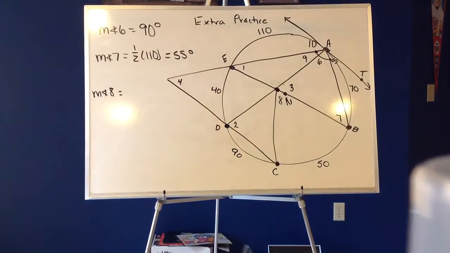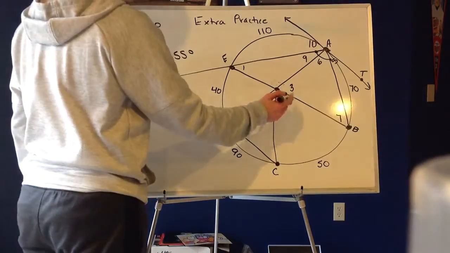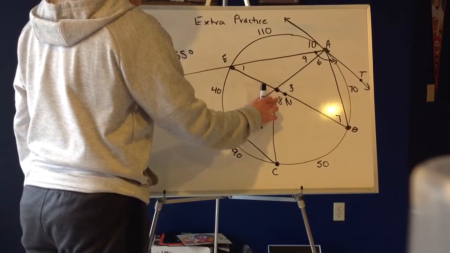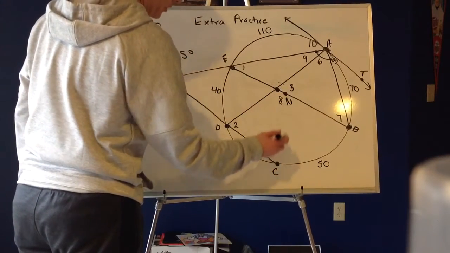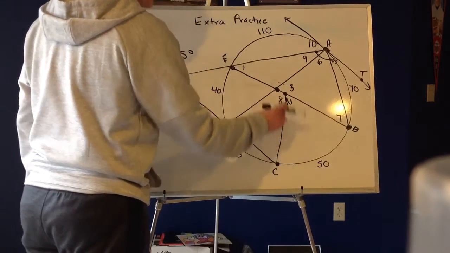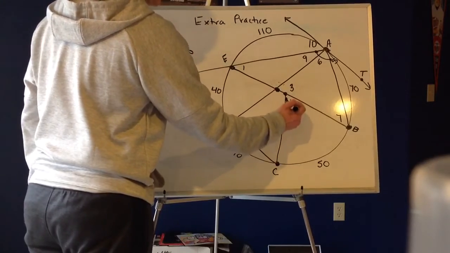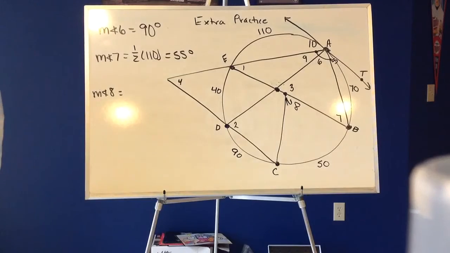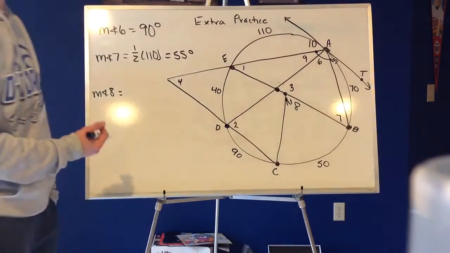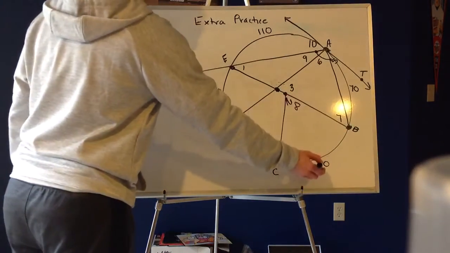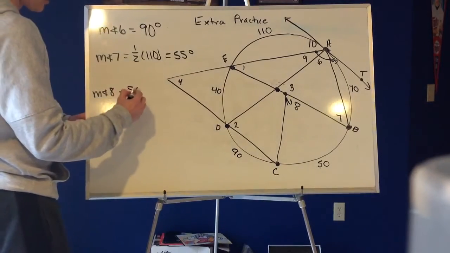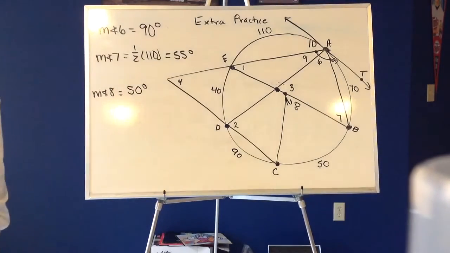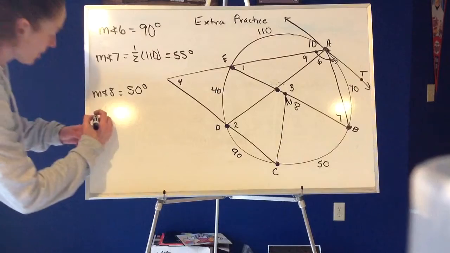For angle 8, you'll notice it is right here. 8 should actually be at the center. Sorry about my poorly drawn picture. 8 is a central angle on yours. You'll notice that it is at the center N, which makes it a central angle. Central angles are the same as their arcs, so it would have to also be 50 degrees.